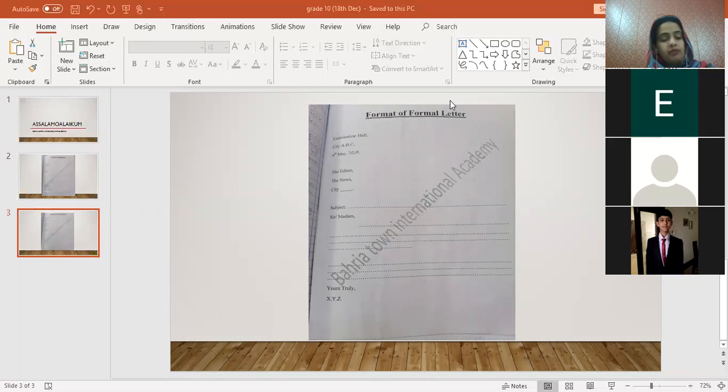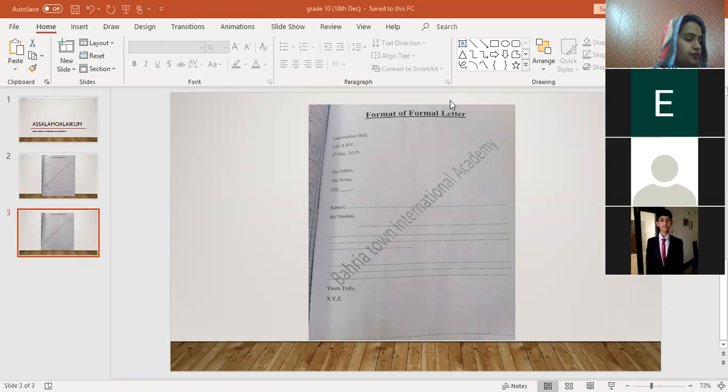It will be the same as an informal letter, but you cannot add "your loving friend" or whatever. In this, you will write yours truly or yours sincerely, not yours obediently. Obediently is written for applications, but in formal letters you will write yours truly or yours sincerely. Done, everyone? So this is the format of your formal letter.